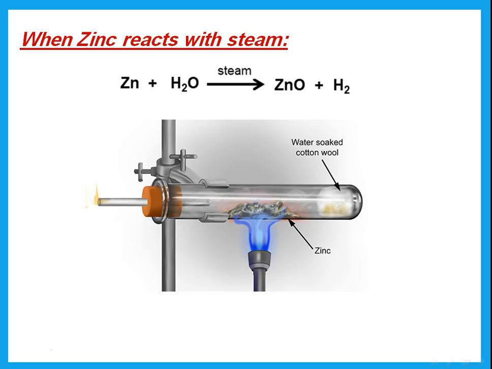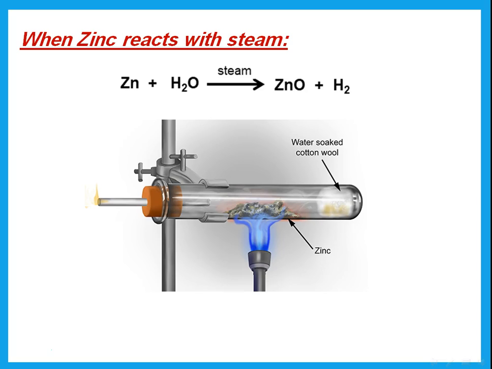When zinc reacts with steam, again, zinc is less reactive, so it does not react with cold water, it reacts with steam. And we said when a metal reacts with steam, it forms the oxide. So this forms zinc oxide plus hydrogen. So any metal that will react with cold water forms hydroxide. These are the ones in group 1 and the bottom of group 2. They react with cold water to give hydroxide.